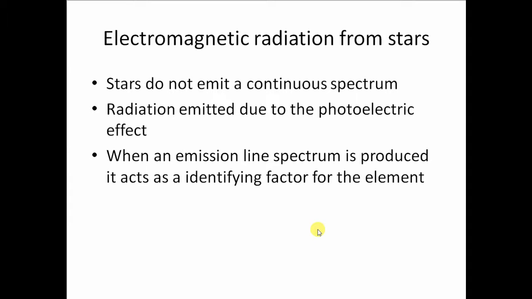Basically, each atom has its own emission line spectrum, so when it undergoes the photoelectric effect, it will emit those lines of light. A single hydrogen atom will not emit a continuous spectrum, but due to things we'll talk about later, a star's core will.